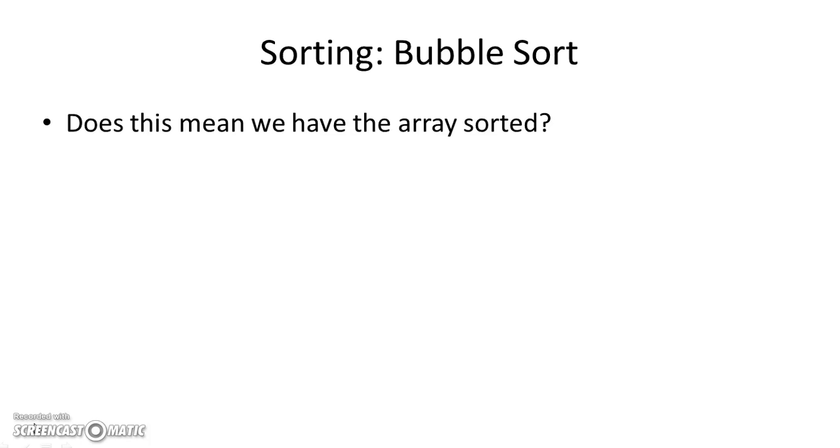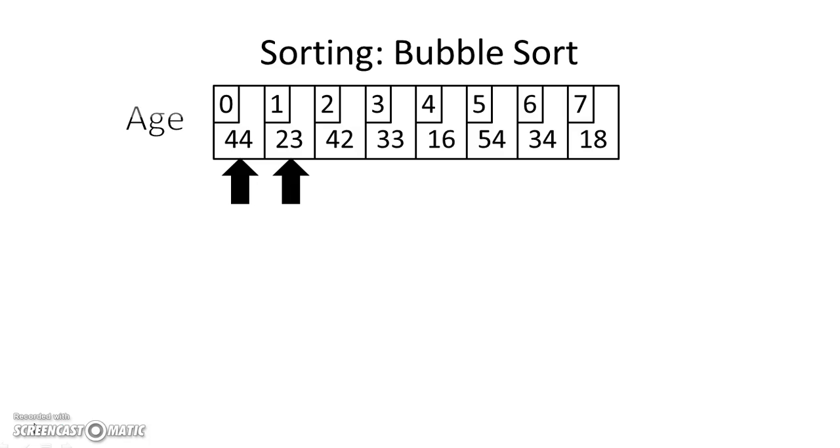That doesn't mean the array is sorted just because we do that once though. One pass doesn't get it done. Here's an example. We start off, we compare the first two elements. Is the left element bigger than the right? Yes it is, so we swap. We look at the next two elements. Is the left bigger than the right? Yes it is, so we swap. We do it again, yes, swap. Again, yes, swap. Again. Is the left bigger than the right? No, it's not, so we don't do anything.